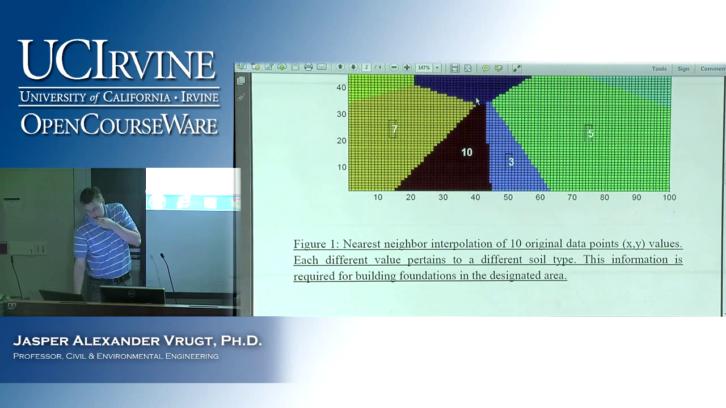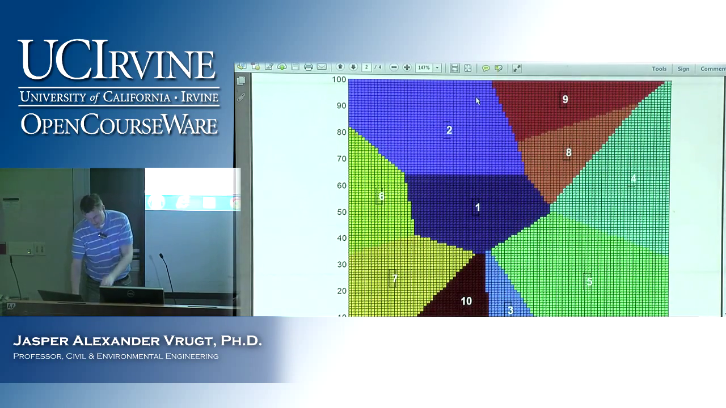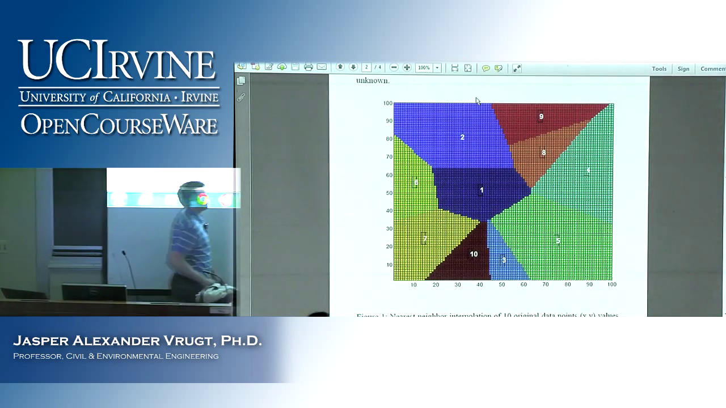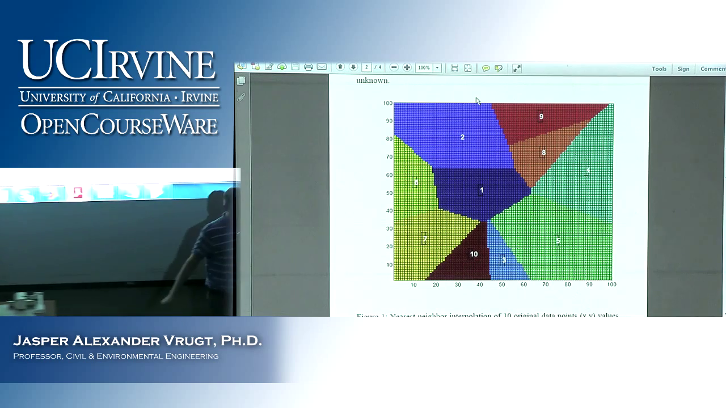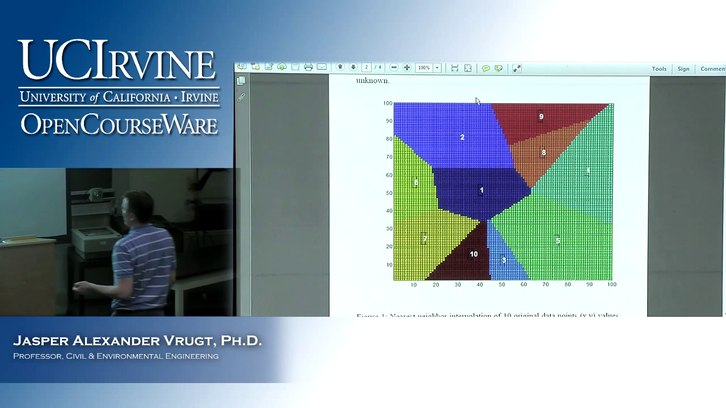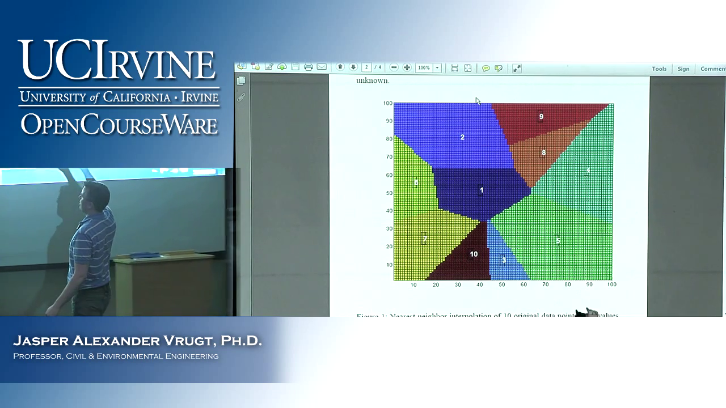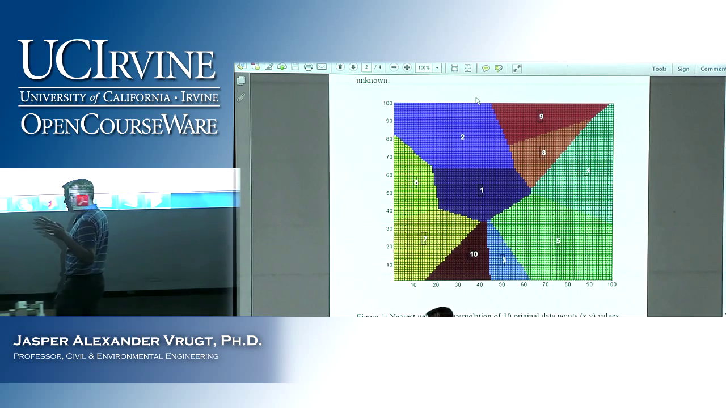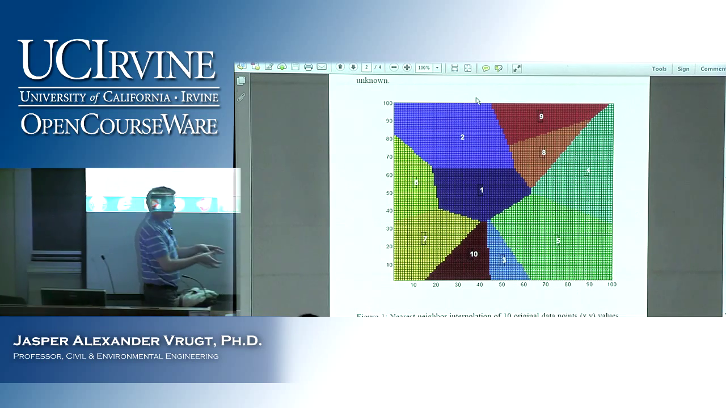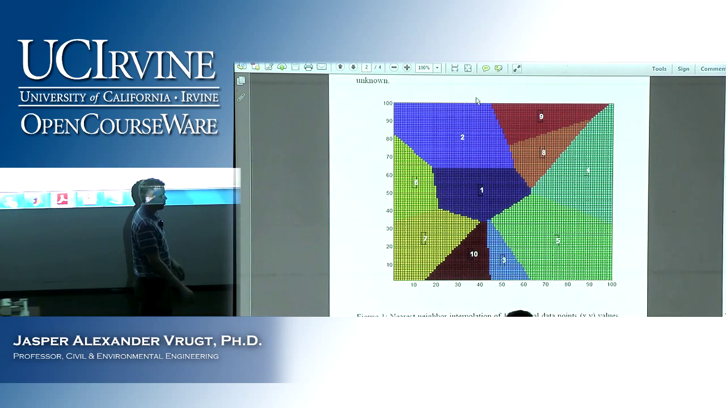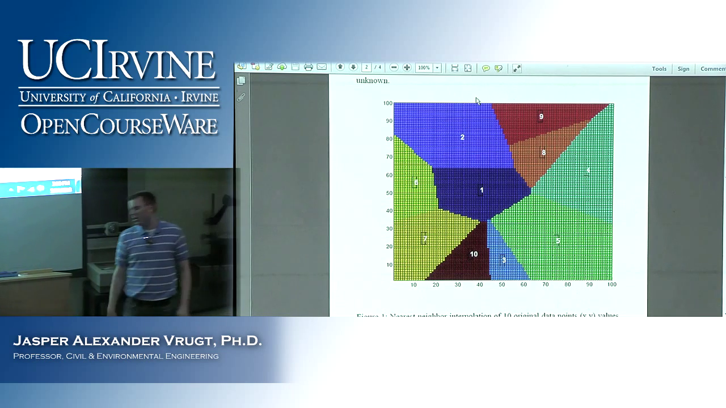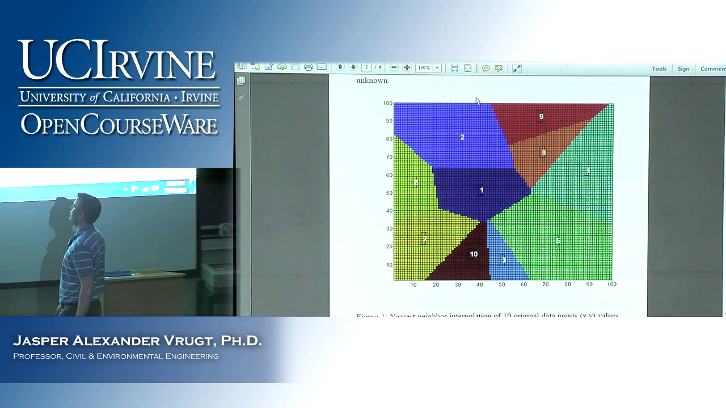Okay. Now, the question is, you see this map here, okay? We all see this map. This map was created from interpolation. You see 1 through 10. So in other words, imagine that you do some survey of the soil for construction. You need to know what type of soil we have in this area, so that you know what type of construction you would need for your building.